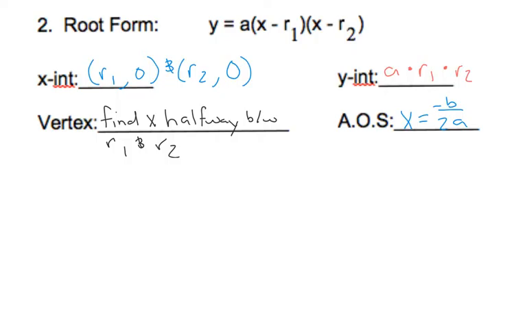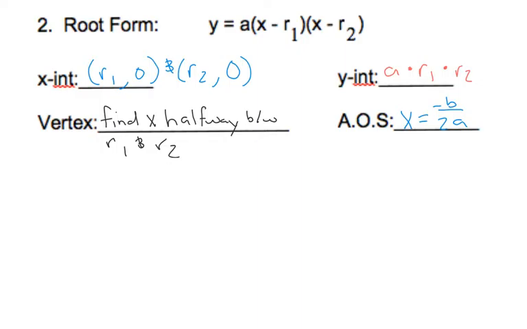All right, now looking at root form, which is y or f of x equals a times x minus r1 times x minus r2, where r1 and r2 are your x-intercepts. To find your y-intercept, you would do a times r1 times r2. To find the vertex, you just find your x, which is halfway between your r1 and r2. And then your axis of symmetry is going to be the equation x equals negative b divided by 2a.